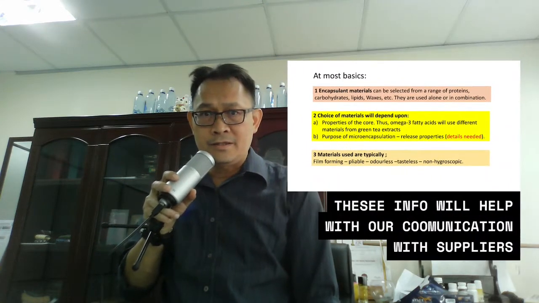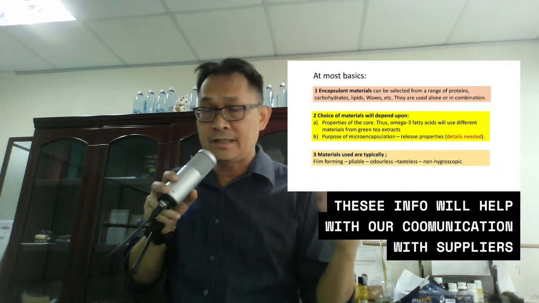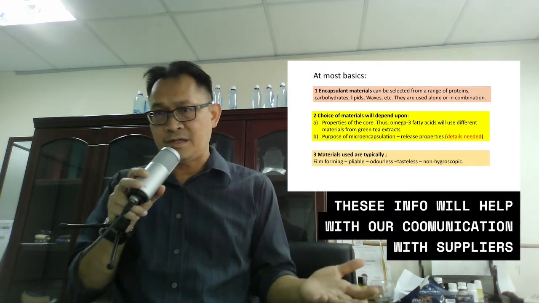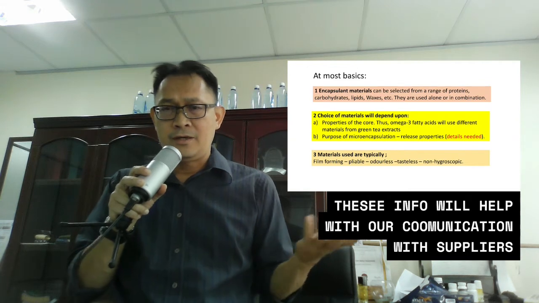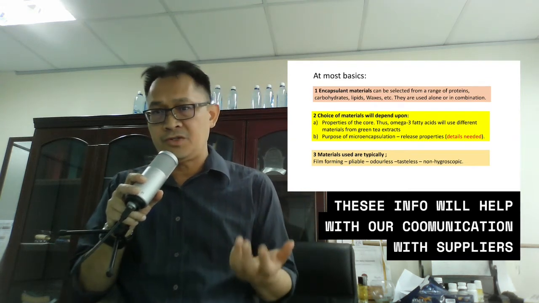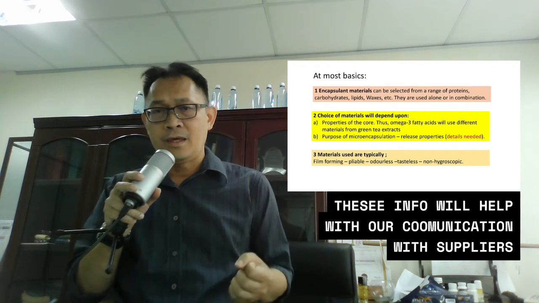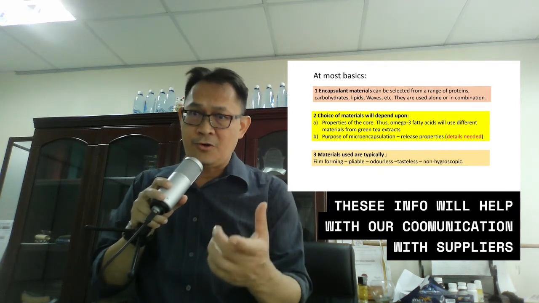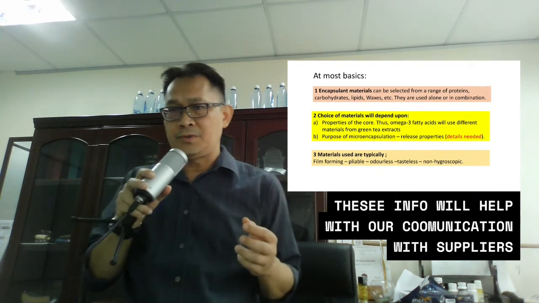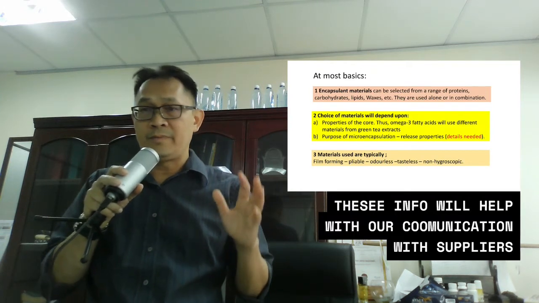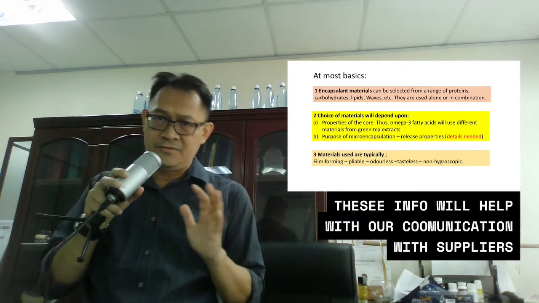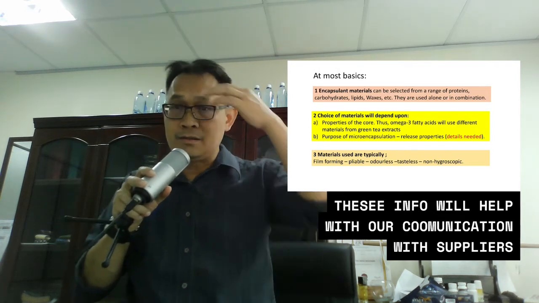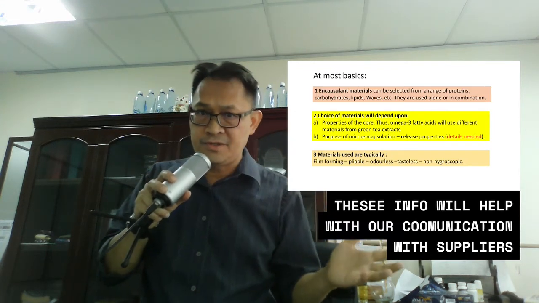Okay, right, so at most basic, the encapsulant materials can be selected from proteins, carbohydrates, lipids, waxes. You can use either alone or in combination depending on your requirements. And the choice of materials will depend on the properties of the core. If you're trying to stabilize omega-3 fatty acid, for instance, you need a different kind of material. If you try to protect green tea extracts, the material will be different.